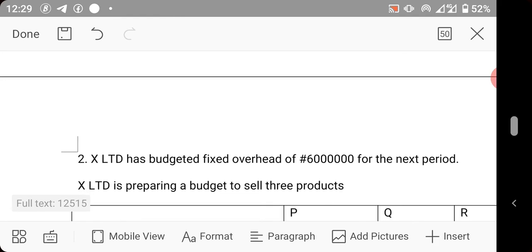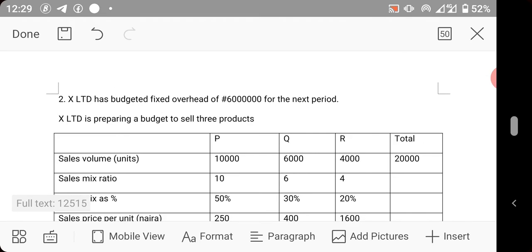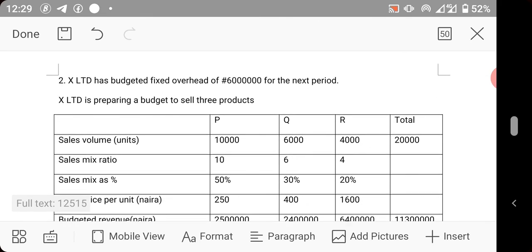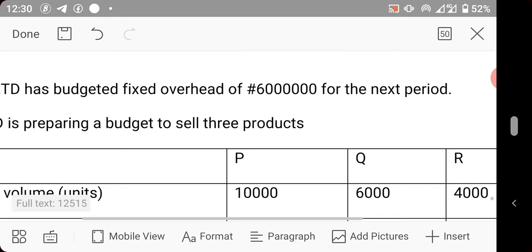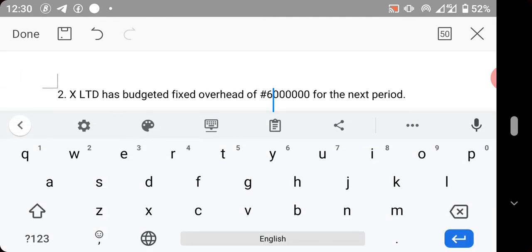So I would like us to also visit another question. There are 2 ways this multi-product problem is solved, but we're just going to look at one here. X Limited has budgeted fixed overhead of 6 million naira for the next period. This deals with budget.